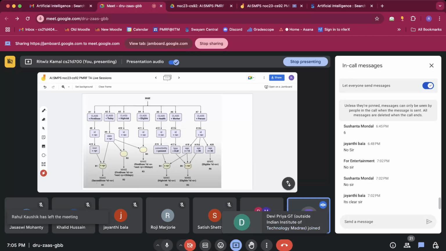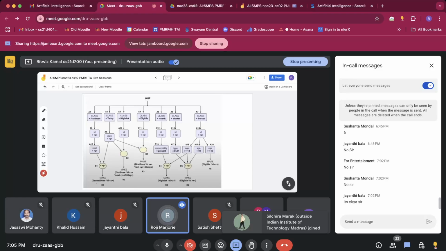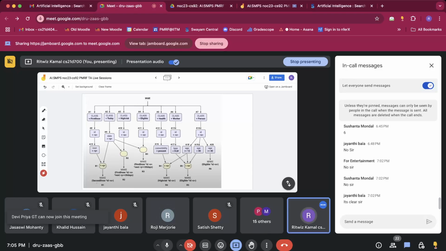So is the mapping clear? The preconditions are different. So R5 tells us that a person who is a frontline warrior whose age is greater than or equal to 12 or less than 40, that person is eligible. While R6 tells us that if a person's age is greater than or equal to 40, then that person is eligible. So the preconditions are different, but the output is same.